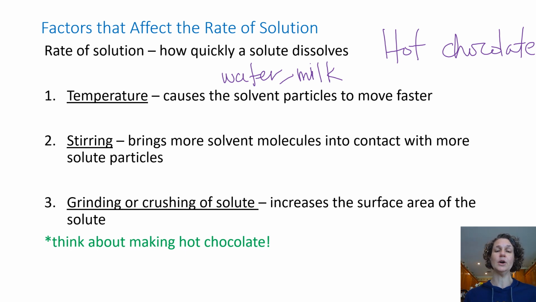And so I personally always will take my spoon and crush them up against the side of the cup. What that does is it increases the surface area of those chocolate particles, and then gives the milk more area to get around it. It's one of those things like, what's going to dissolve faster, grains of sugar, for example, or a sugar cube? It's always going to be the grains, because the smaller the particles, the faster they're going to dissolve. And so that's the crushing or grinding up of the solute. So think about making hot chocolate, and that is what affects the rate of the solution.